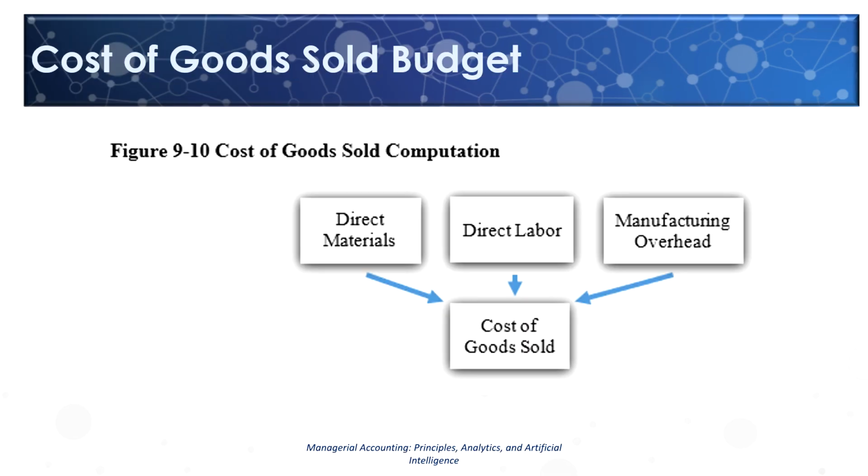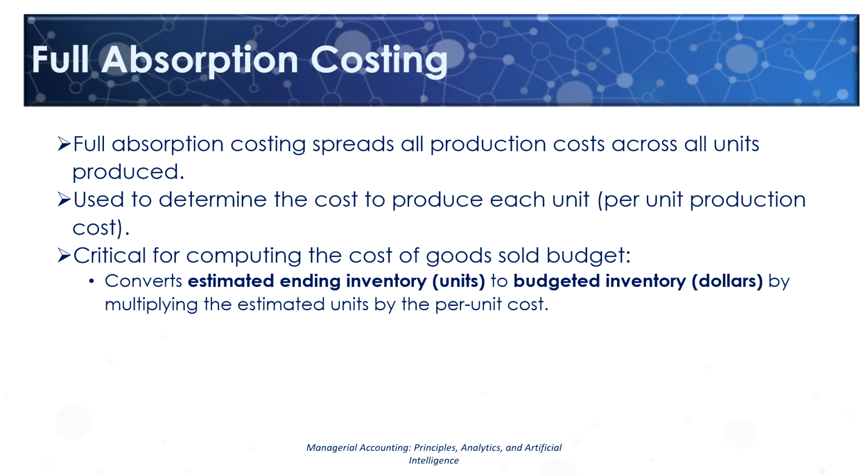Now we move into one of the more complex budgets, the cost of goods sold budget. The cost of goods sold is the accumulation of the budget for direct materials, direct labor, and manufacturing overhead. When computing the cost of goods sold budget, we generally assume full absorption costing. Full absorption costing assigns all manufacturing costs to the product, including direct materials, direct labor, variable and fixed overhead. This allows us to compute the per unit cost of production. Then we can convert ending finished goods inventory from units to dollars. This is critical for the cost of goods sold.